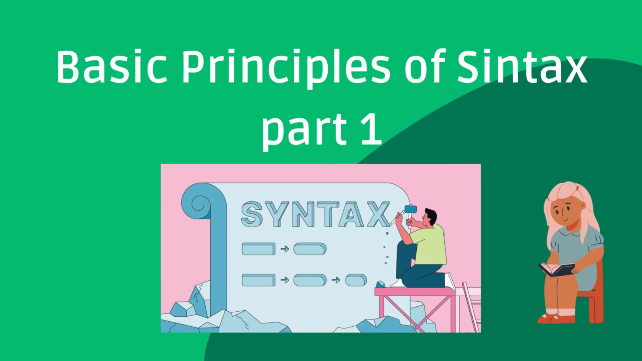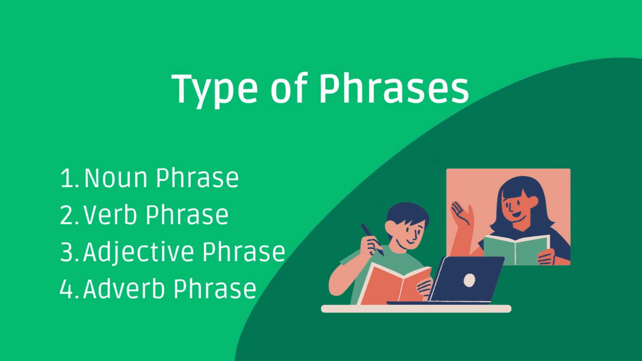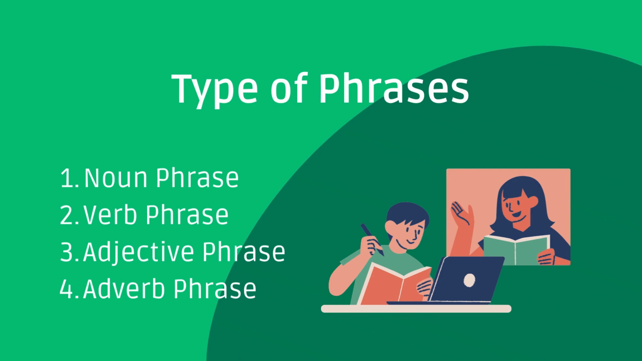I am Elian Nunez and I am going to talk about the types of phrases, their definitions, examples, and how to identify them. Let's start. As we can see, we have four types of phrases: noun phrase, verb phrase, adjective phrase, and adverb phrase.